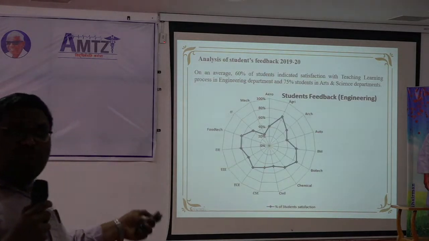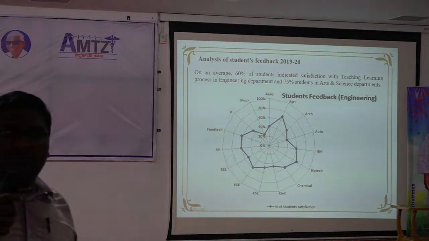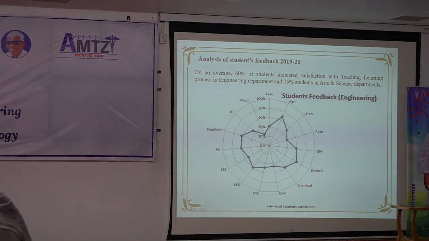Then some examples, quickly I will show you how we did the analysis. See here, these are all different departments' students' feedback. The engineering department, we split into engineering and arts, ranging from 0, 20, 40, 60, 80, 100%. So here the feedback will be low. Now we analyze each and every student's inputs, then we suggest the steps to be taken by the concerned department HODs and the school deans. Quickly I will show you some examples.